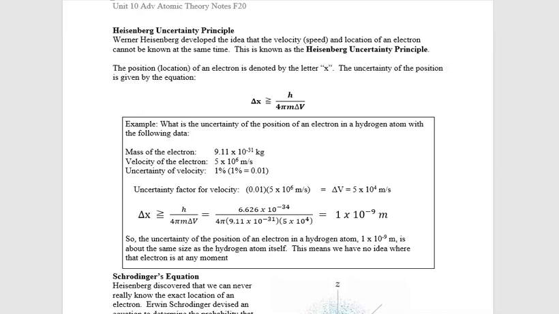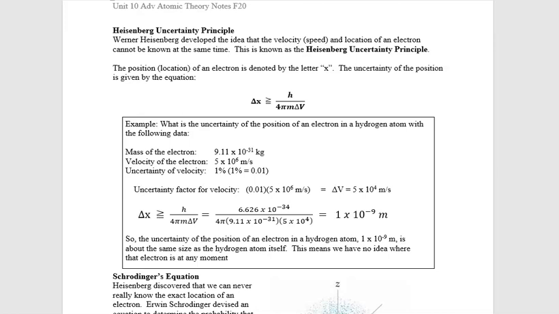Example: what is the uncertainty of the position of an electron in a hydrogen atom with the following data? The mass of an electron, the mass of any electron, is 9.11 times 10 to the negative 31 kilograms. Let's say the velocity is 5 times 10 to the 6 meters per second. That's pretty typical. And the uncertainty of the velocity is 1%, so 0.01. So the uncertainty for the velocity is 0.01 times the velocity, which gives you a delta v of 5 times 10 to the 4th. That gives you the uncertainty for the velocity.